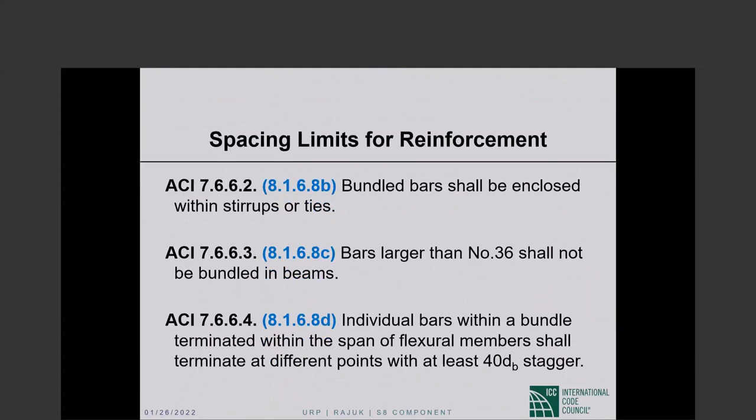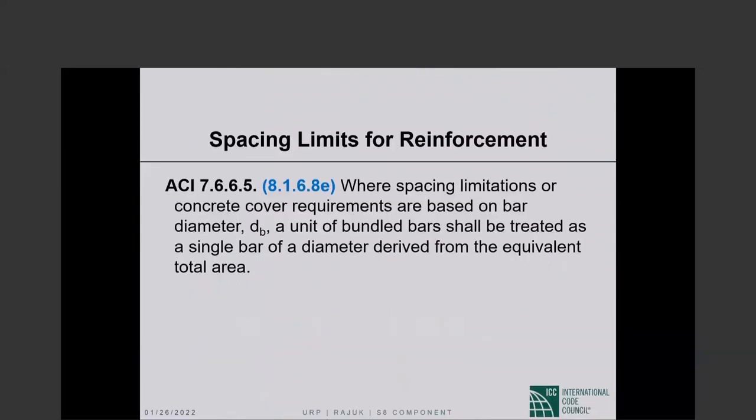Individual bars within a bundle terminated within the span of flexural members shall terminate at different points with at least 40 bar diameter stagger. So if it is a 3-bar bundle, the 3 bars will be cut off at different locations with a 40 diameter stagger. This is in beams, not necessarily in columns.